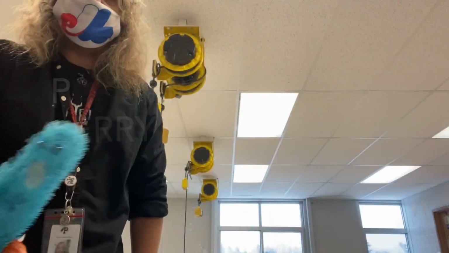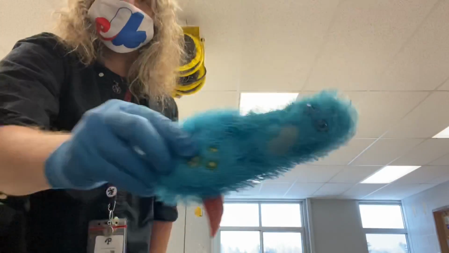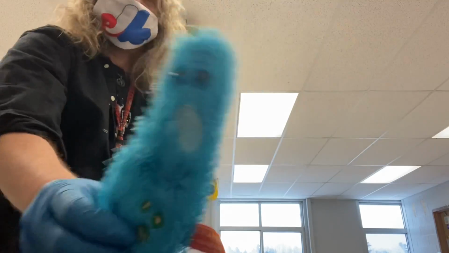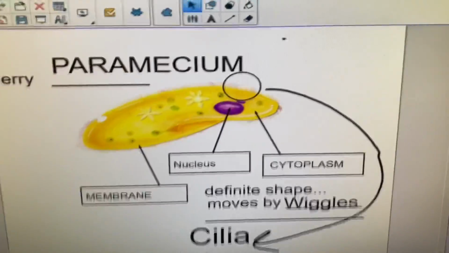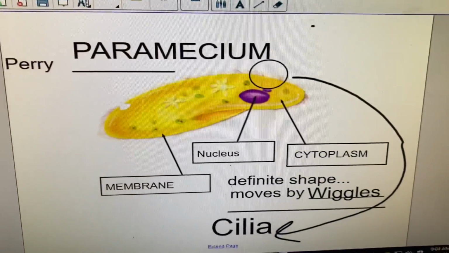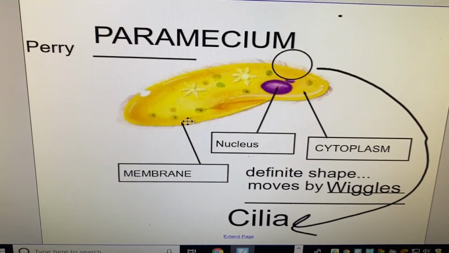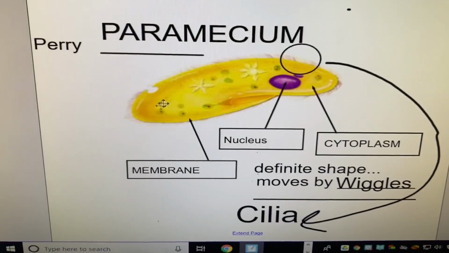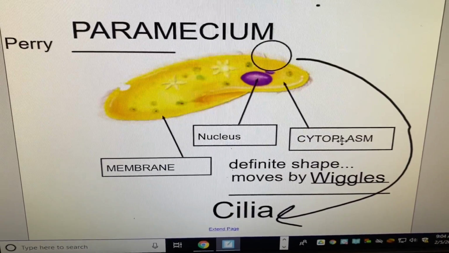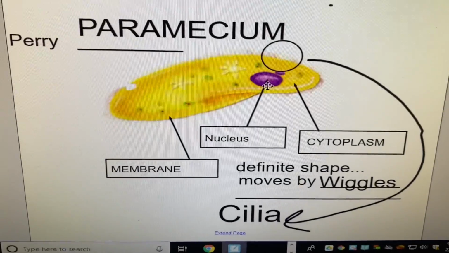And here he is, Perry the Paramecium. Let's get a closer look at Perry the Paramecium. Like Amy, he has a membrane, a boundary on the outside. Inside the membrane is a cellular goo we call cytoplasm. And then he also has this nugget floating around on the inside called the nucleus.